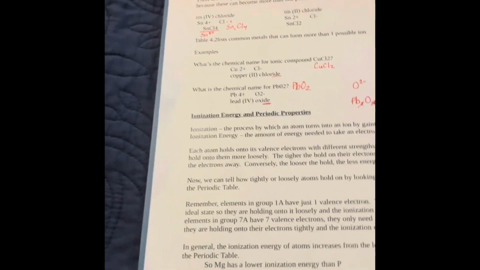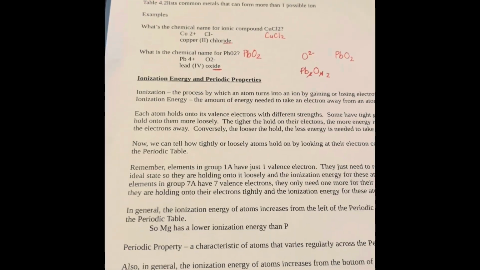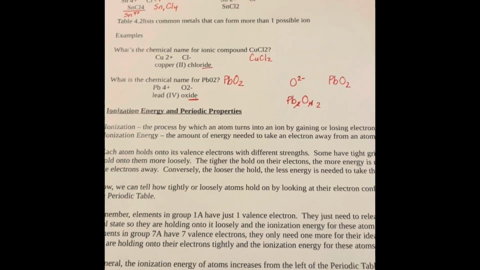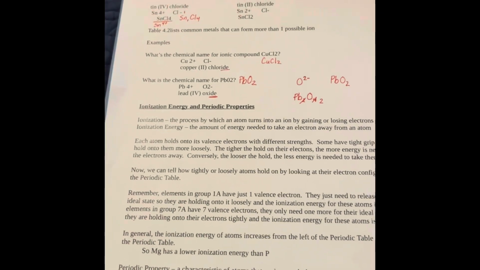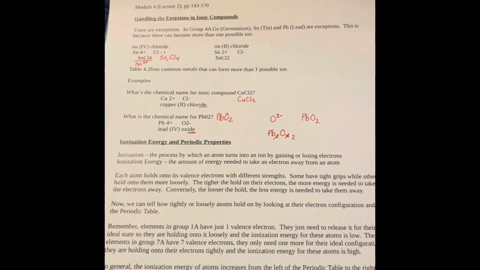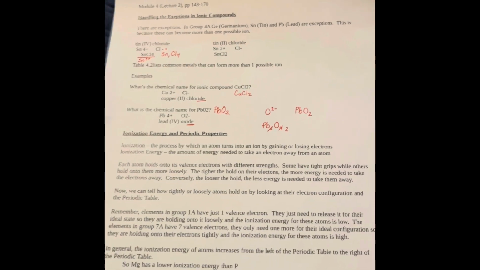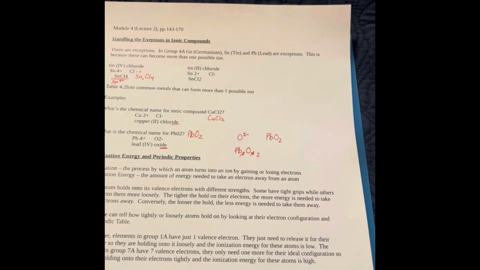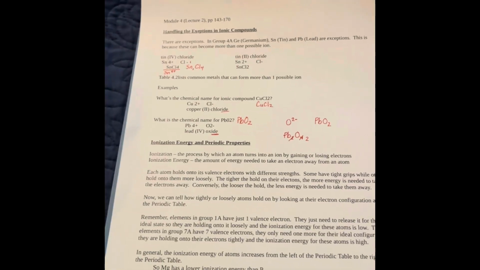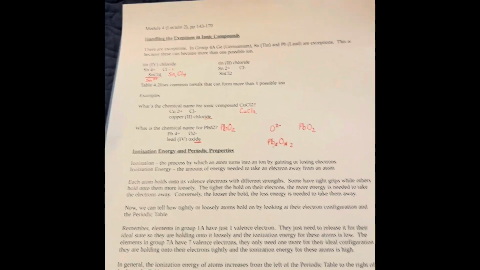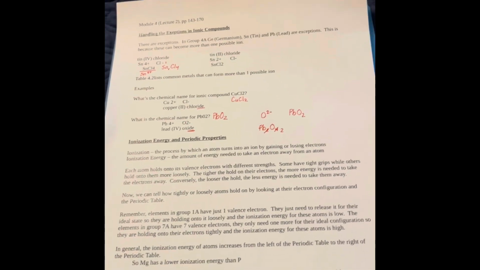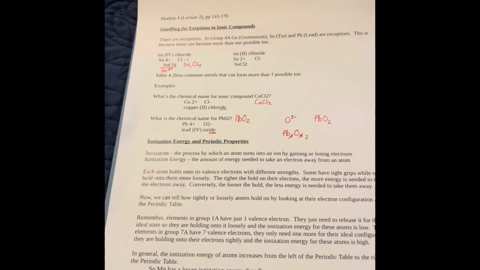Okay, so now we're going to talk about ionization energy and periodic properties. I have it written here, but I don't know if you can see that very well. Ionization is the process by which an atom turns into an ion by gaining or losing electrons. And ionization energy is the amount of energy that's needed to take an electron away from an atom. Basically, each atom holds on to its valence electrons with various strengths.